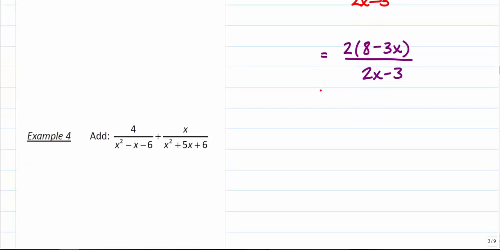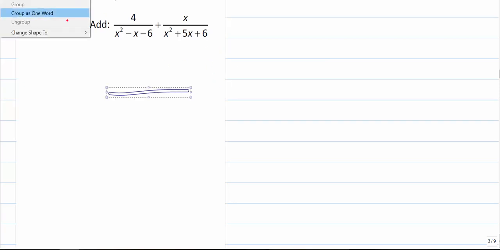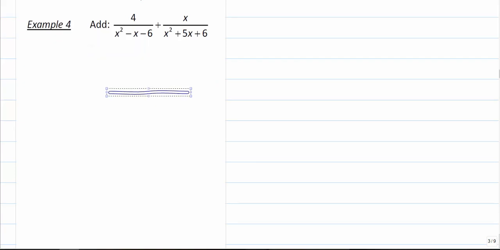Okay, so example 4. Here I'm going to factor each denominator. You definitely could cross and smile, but man, it'd be bad. And that's why I think it's best probably to just do the old-fashioned, let's get a common denominator.